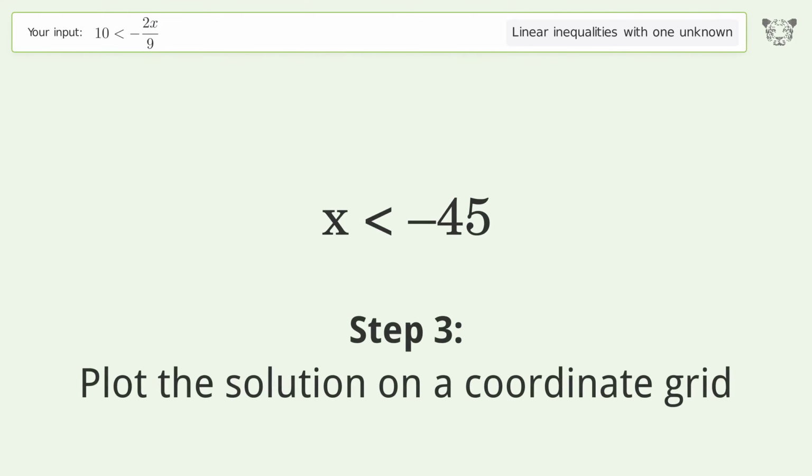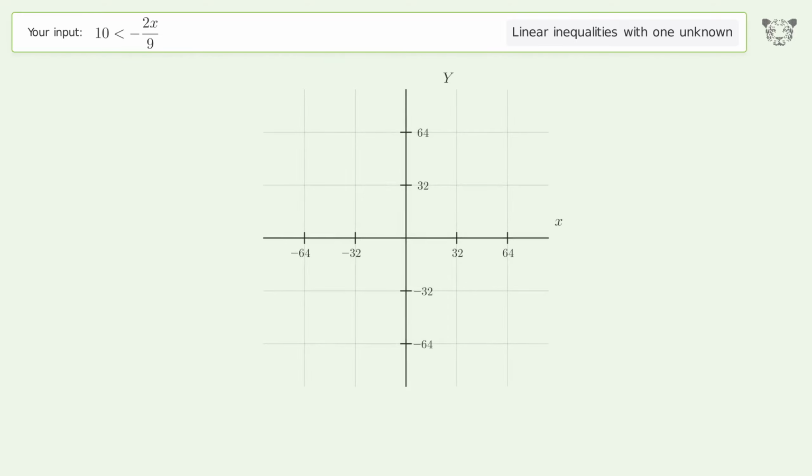Plot the solution on a coordinate grid. And so the final result is x smaller than -45.